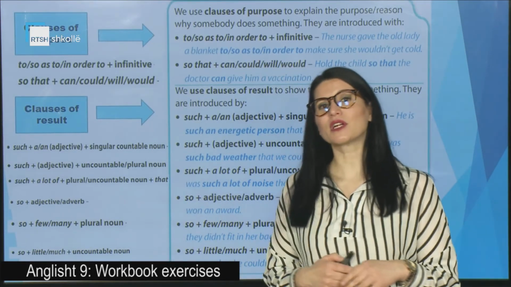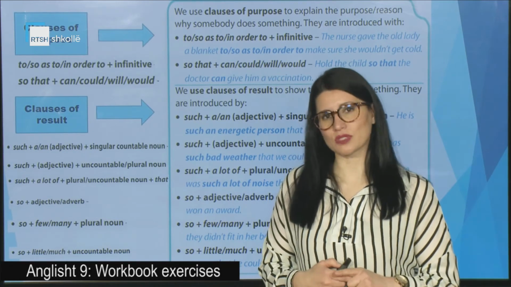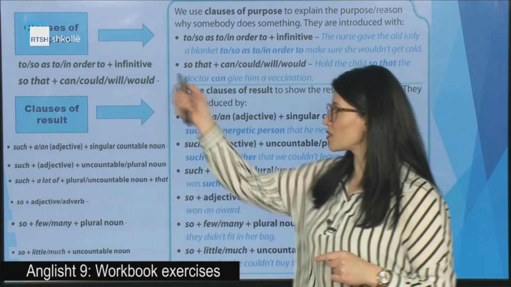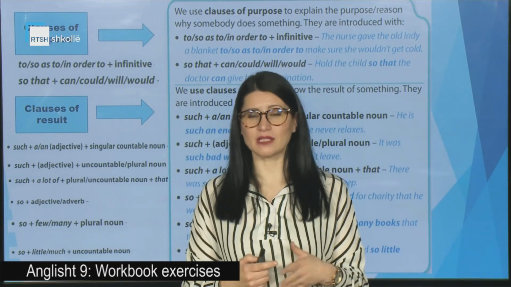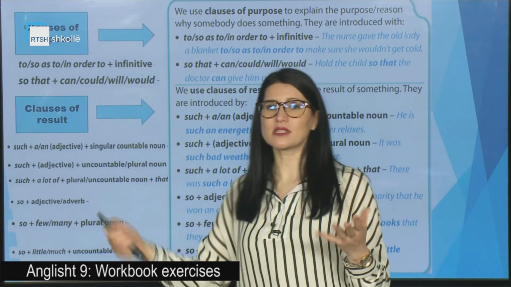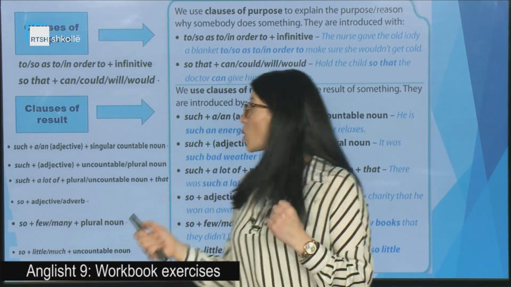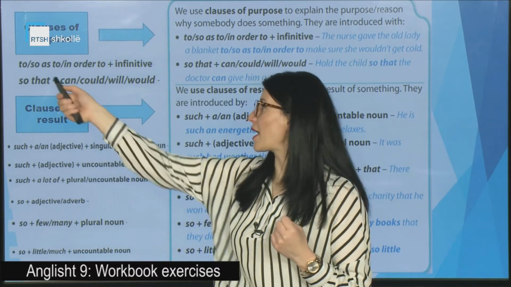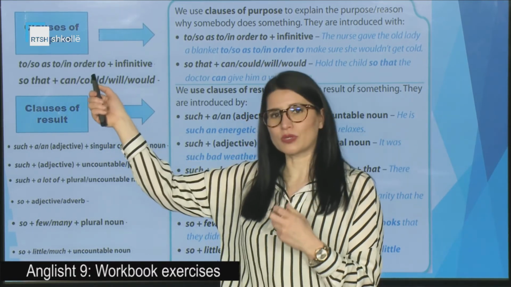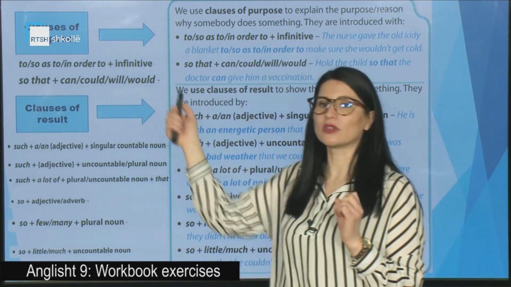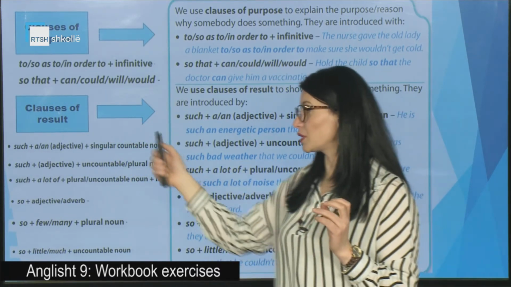And now we have the clauses of purpose and the clauses of result that we had in the previous lesson as well. As we said, the clauses of purpose are in Albanian fjalitë qëllimore, while clauses of result are fjalitë rrjedhimore. We have the words that we use to introduce them. We have to, so as to, or in order to plus an infinitive, or so that plus can, could, will, or would.